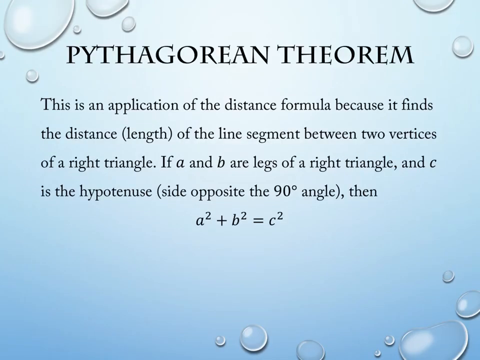The first item that we're going to take a look at is something that we mentioned before, but we hadn't actually done. It's called the Pythagorean theorem. The Pythagorean theorem is really just an application of the distance formula, because what it does is it finds the distance or length of a line segment between two vertices of a right triangle. If A and B are the legs of the right triangle, C is the hypotenuse, that is the side that's opposite 90 degrees, then A squared plus B squared equals C squared.